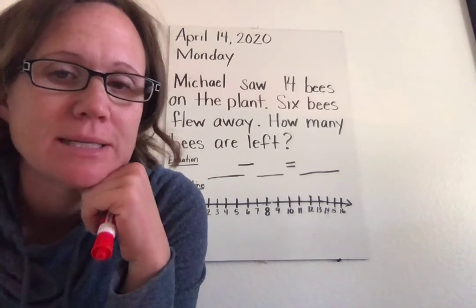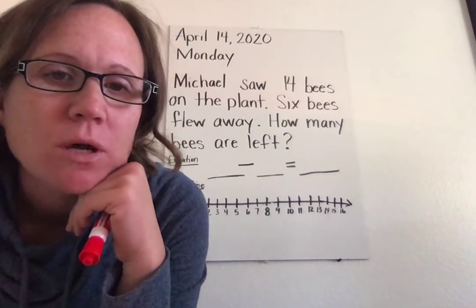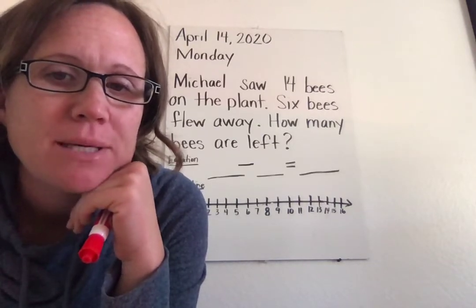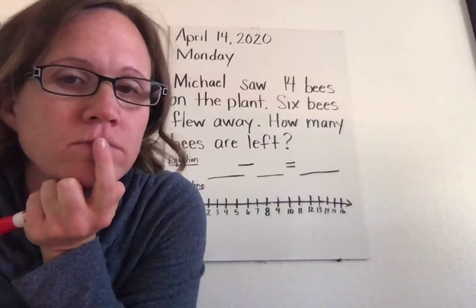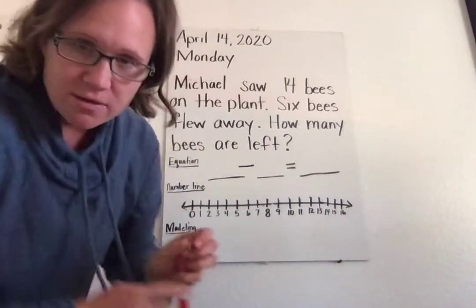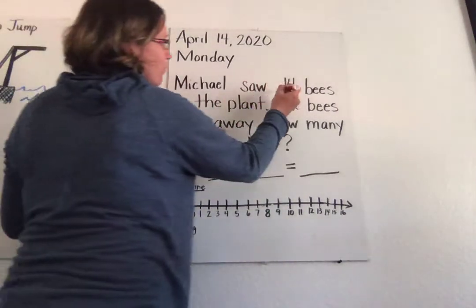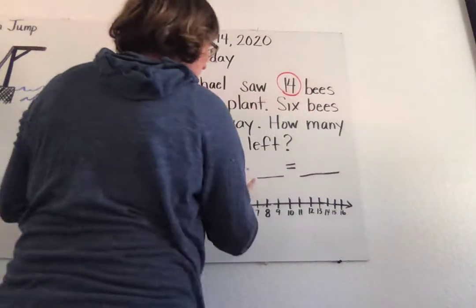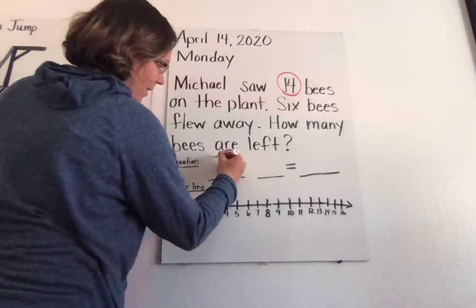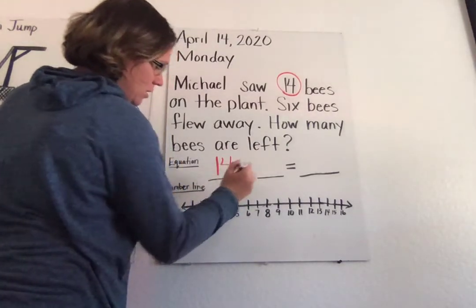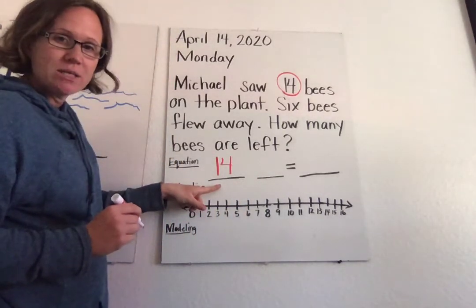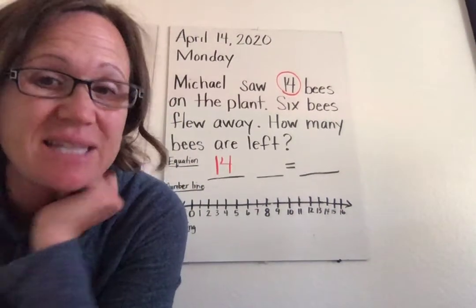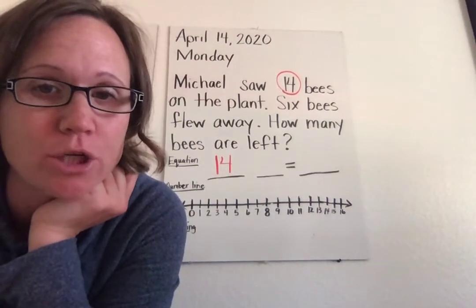Let's start with the first sentence. Michael saw 14 bees on the plant. How many bees did he see? You're right, it's 14. So we are going to circle 14. That's a very important number. So what we're going to do is write 14 on our first empty spot because that's the first number that we run into, and it's part of our problem or our equation.